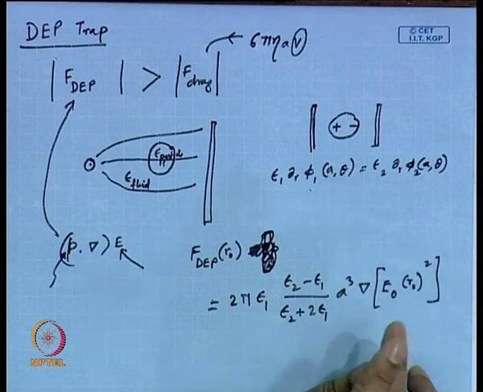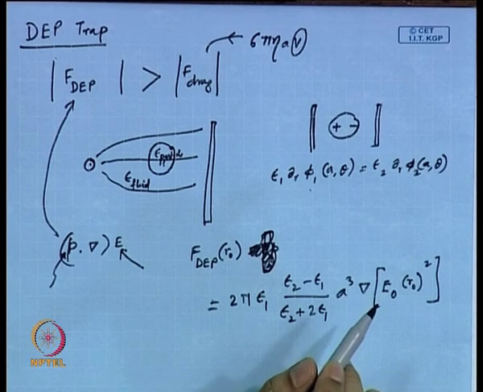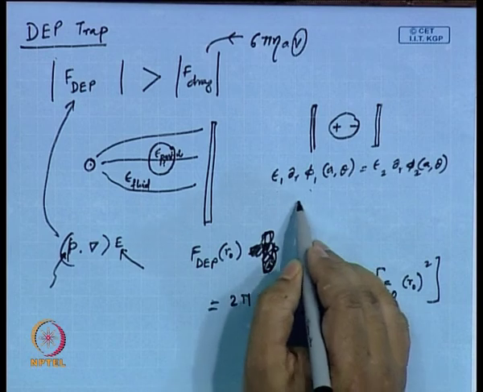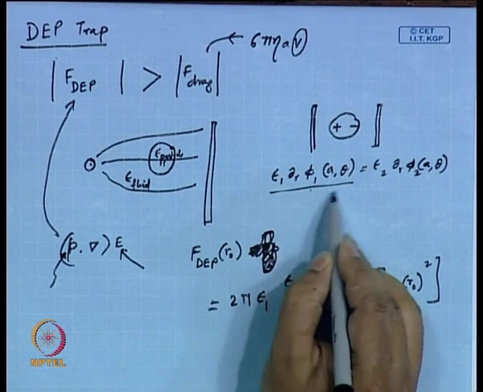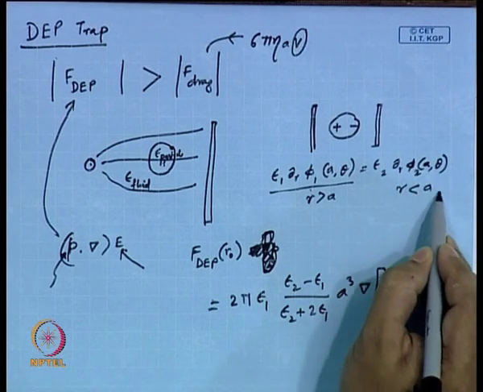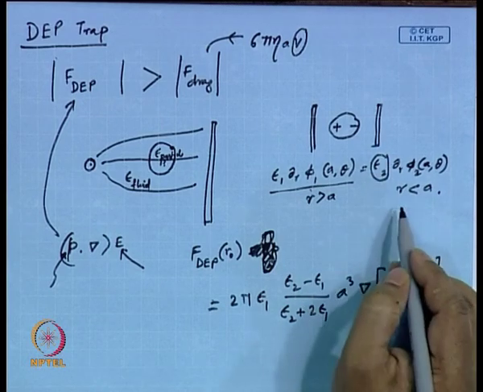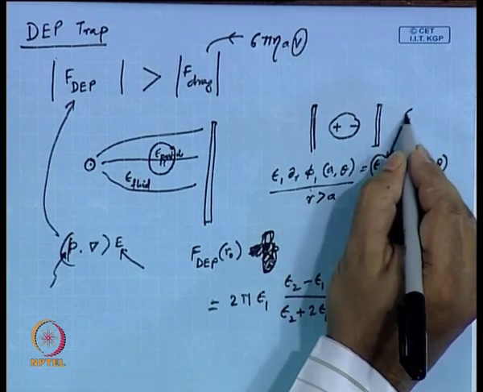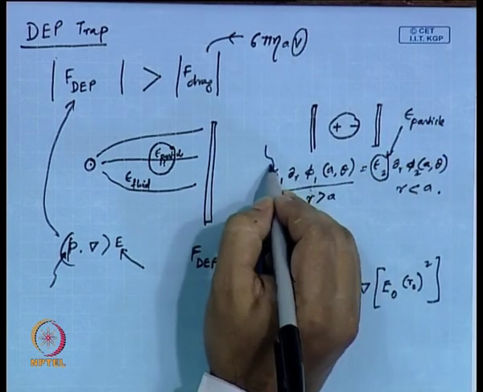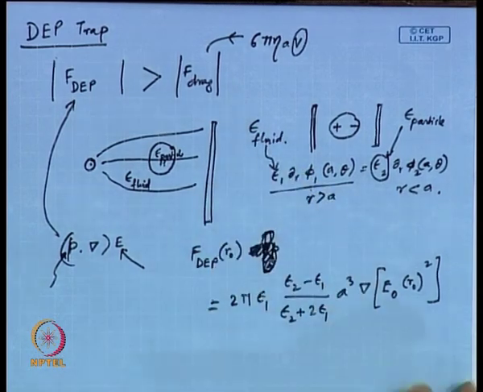of the potential. So what we did in the last class: what was our definition for 1 here? 1 is the case when r is greater than a, and this is for r less than a. So this epsilon 2 is basically epsilon particle as per our old convention, and this epsilon 1 is epsilon fluid as per our old convention, right.